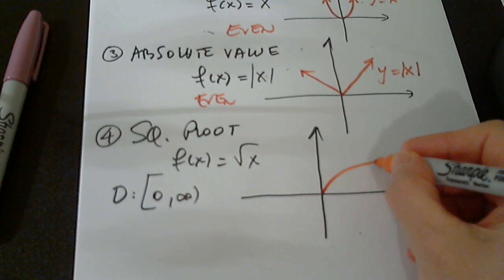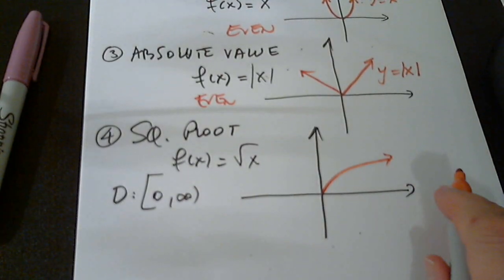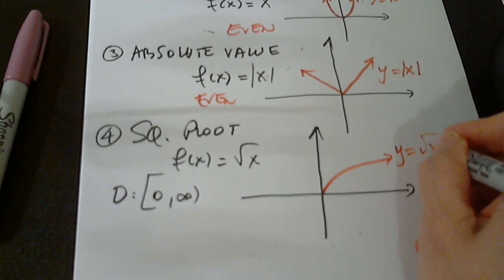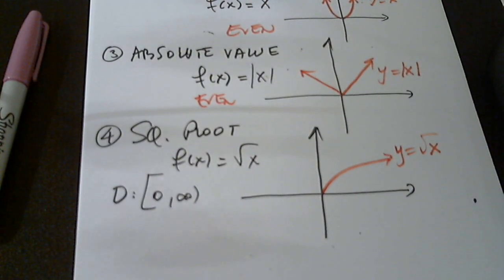And here's the graph. This is not a straight line. It's a little bit curved. So this is y equals the square root of x. Please remember, this is a very important function.